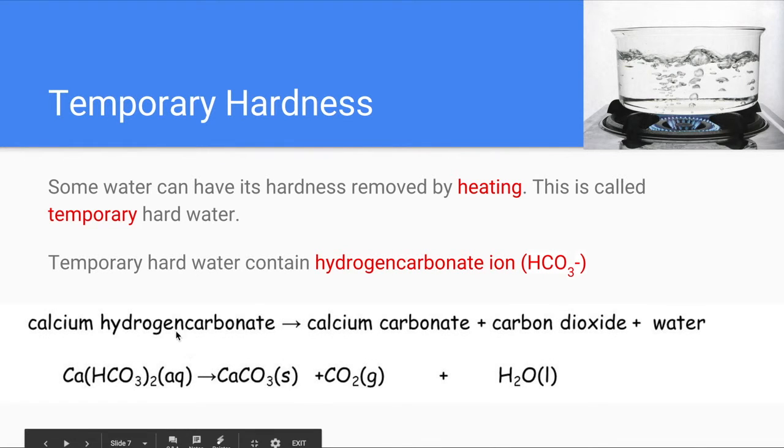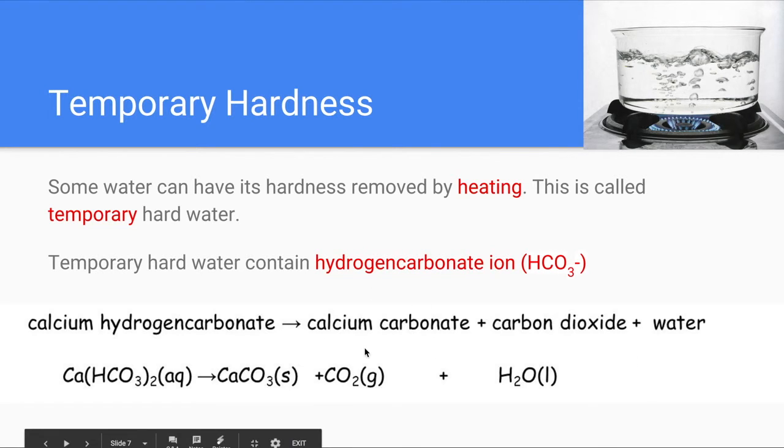Because this is the equation. If we add heat, this endothermic reaction occurs. The calcium hydrogen carbonate forms calcium carbonate, then carbon dioxide, then water. Here we have the water, which contains the calcium ion and the hydrogen carbonate ion. It's hard because it contains the calcium ion, and it's temporary because it contains the hydrogen carbonate ion. This heating reaction has removed the calcium ion from the water, so now the water is soft. So that's how the hardness is removed.